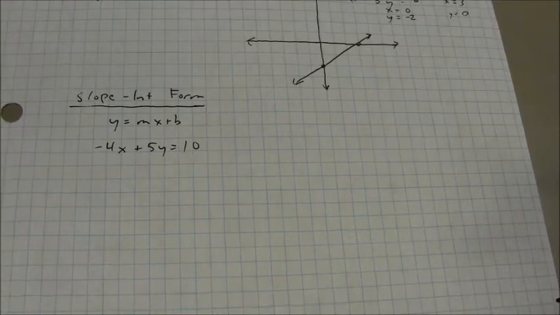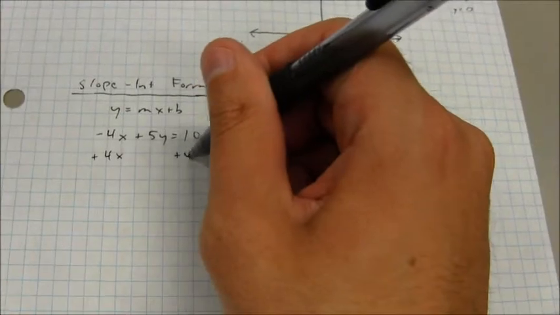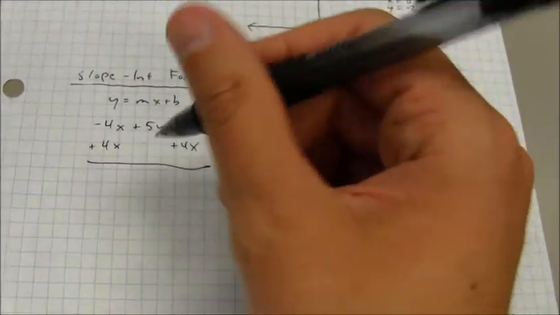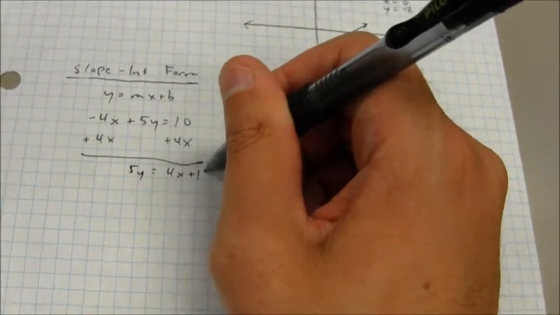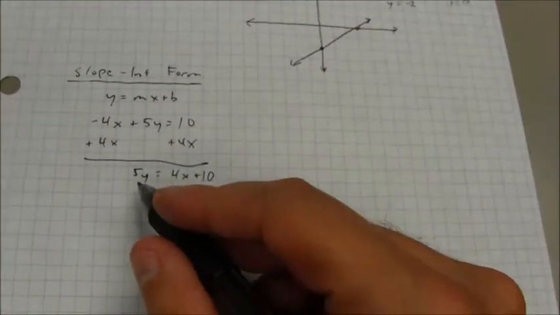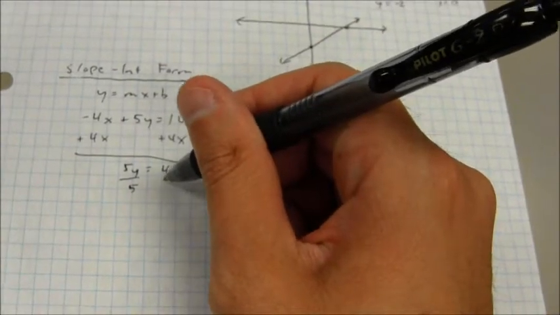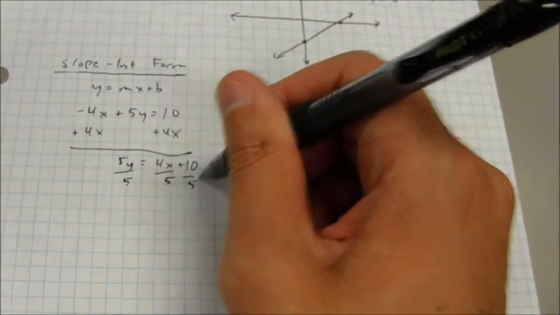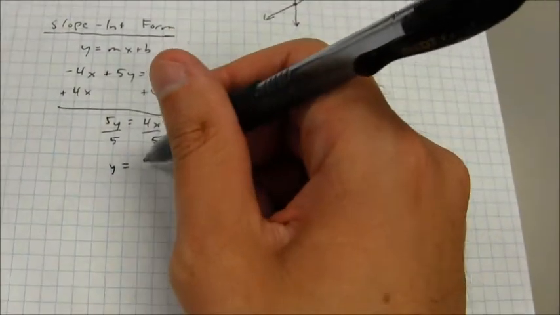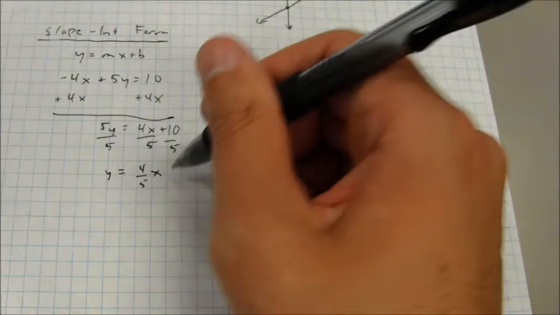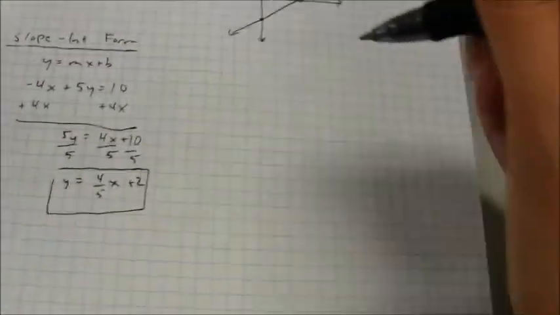So I don't want the negative 4x over on the left side. I can add 4x to both sides. In this case, that's going to give me 5y equals 4x plus 10. Those values are both positive. Notice y is still not isolated. Need to divide both sides by 5. Everything gets divided by 5 when we divide to make sure that the equation balances. We get y equals 4/5 x plus 2 when you simplify that out.